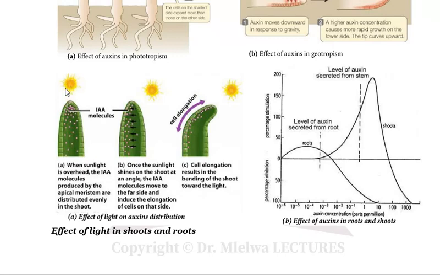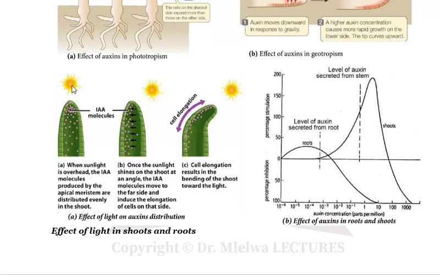So if we have sunlight here, the coleoptile tip, the tip of the shoot, seems to be involved in the perception of the stimulus for the distribution of auxin. Auxin can distribute itself downward, but in the absence of sunlight the rate of distribution is slow. So we need sunlight in order to stimulate the distribution of auxin from the apex downward.